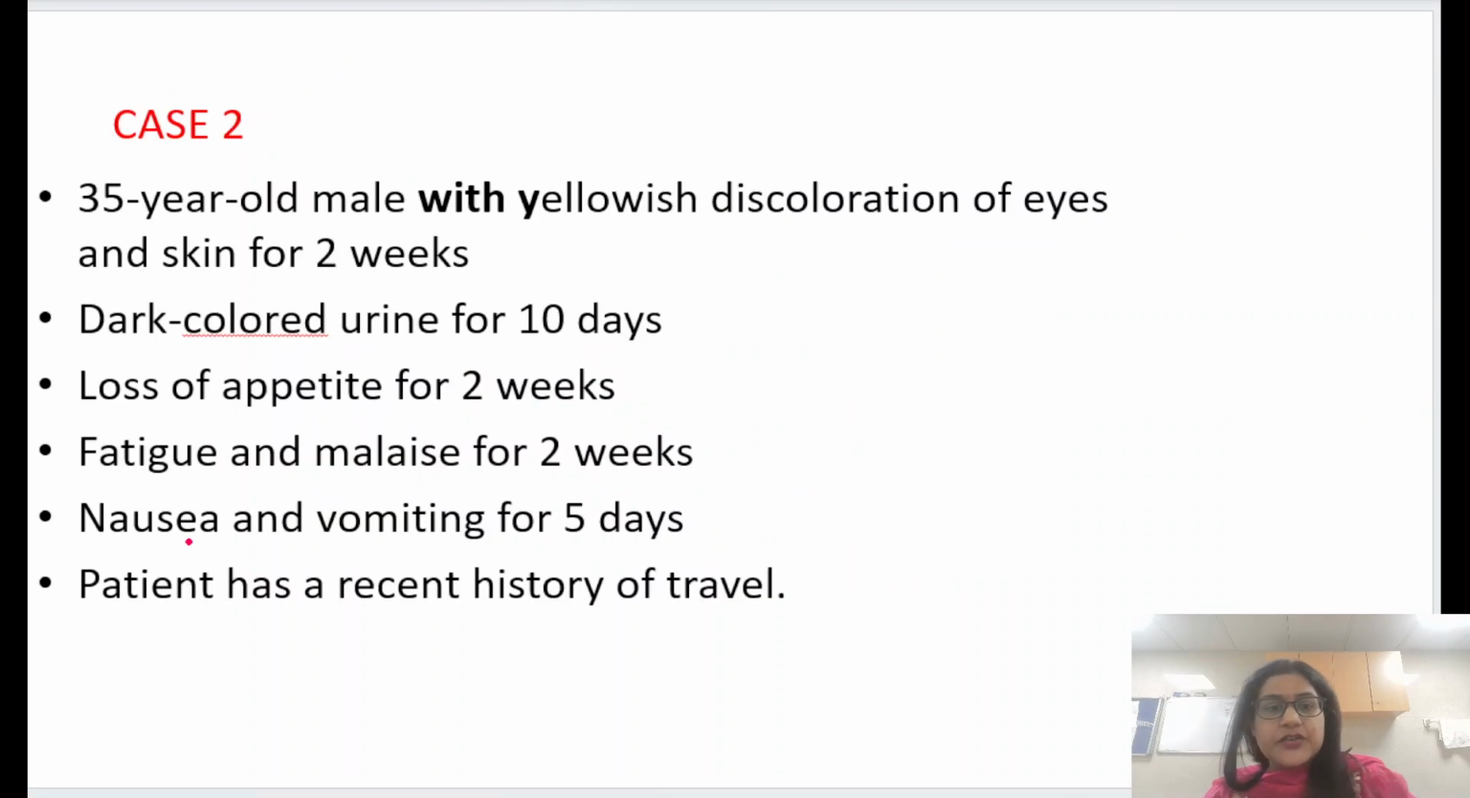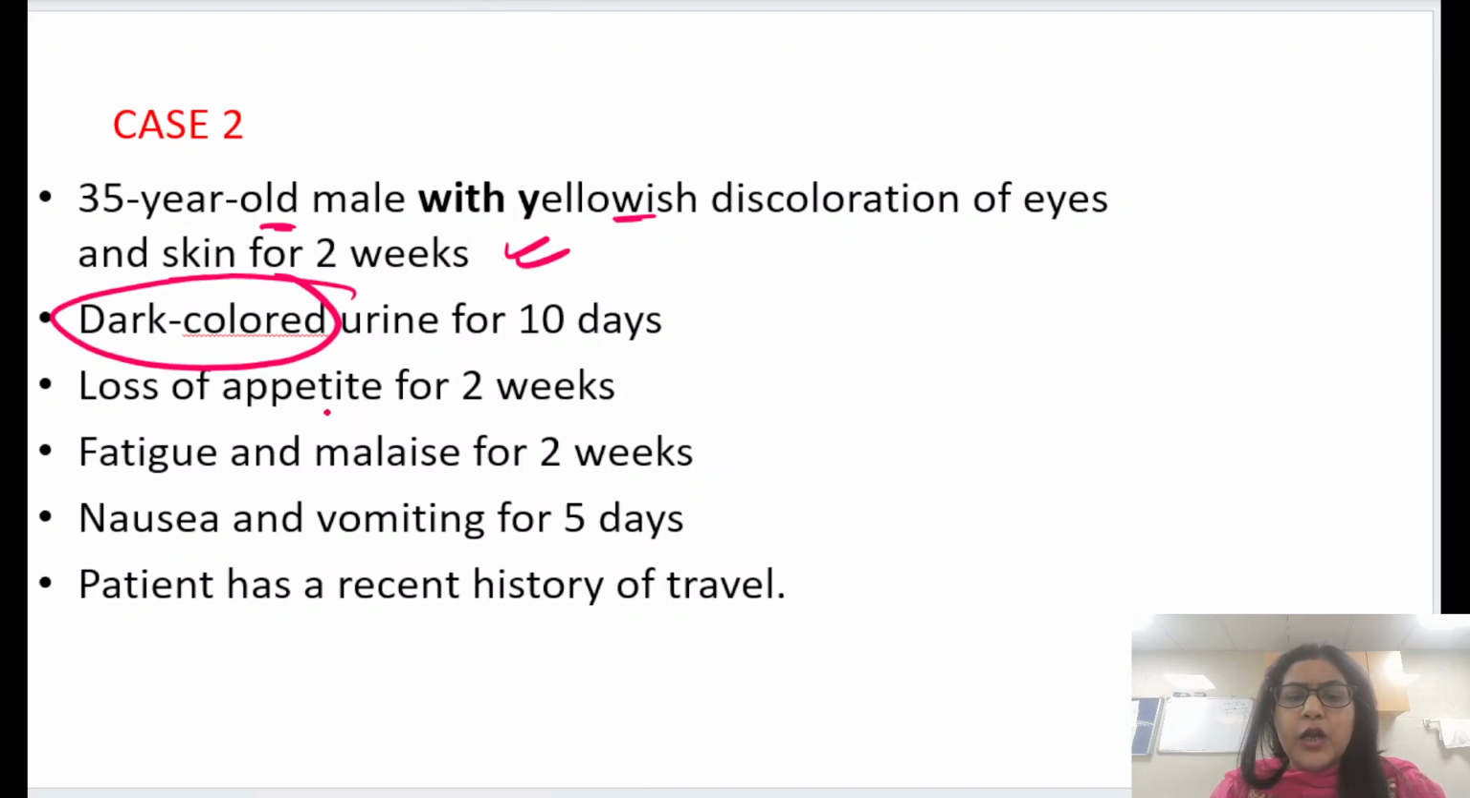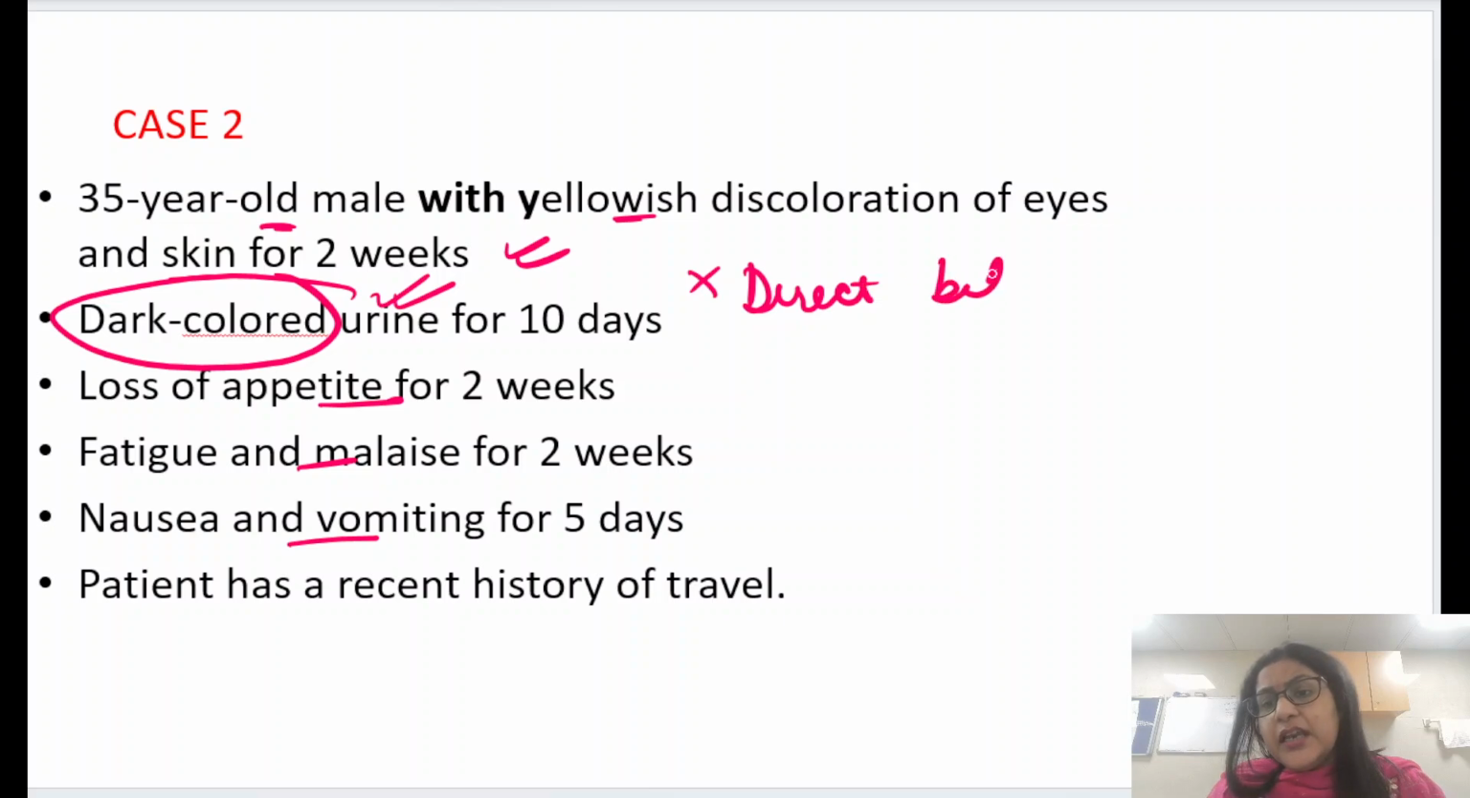Now, the next history says that you have a 35-year-old male with yellow discoloration of eyes and skin for 2 weeks with dark colored urine, loss of appetite, fatigue, malaise, nausea, vomiting. Firstly, you have dark colored urine. So dark colored urine means some direct bilirubin is present. Okay, direct bilirubin is present, that is why the color is changing, because indirect bilirubin, as we just said, is not excreted in urine.